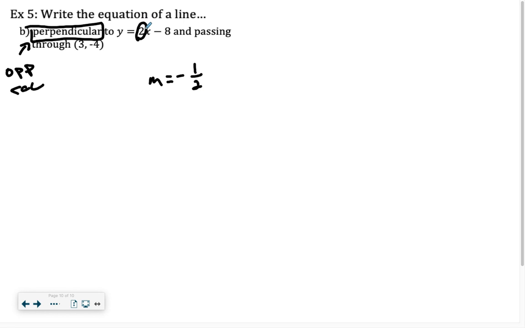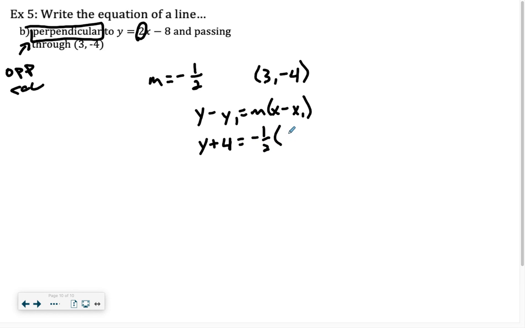Because remember, 2 is the same as 2 over 1. So if I flip that fraction, I would get 1 over 2, and then I need the opposite sign. So now my new line here is going to have a slope of negative 1/2 and go through the point 3, negative 4. So again, I've got my slope, I've got my point. I'm going to use point-slope form, and just plug these values in. So my y1 would be negative 4, so I would have y minus negative 4. That would just be y plus 4 equals negative 1/2 times x minus 3.